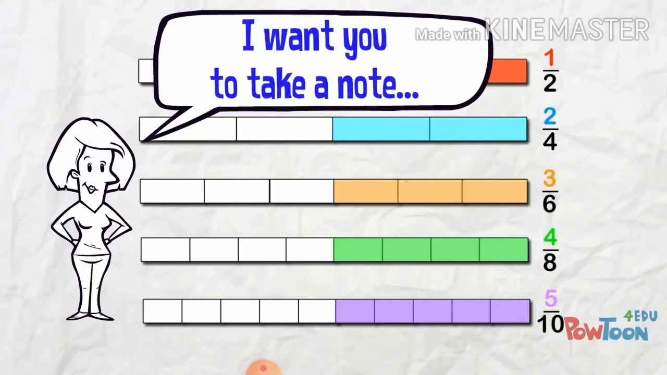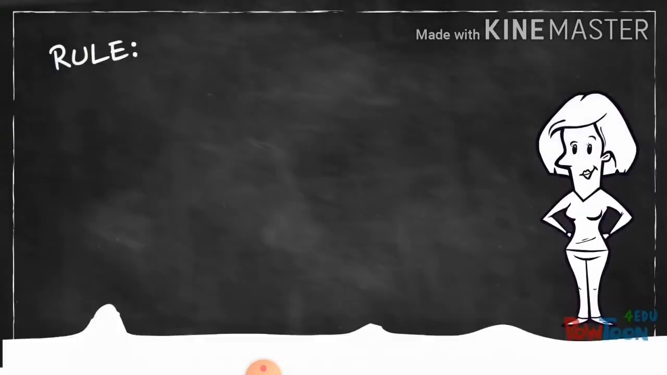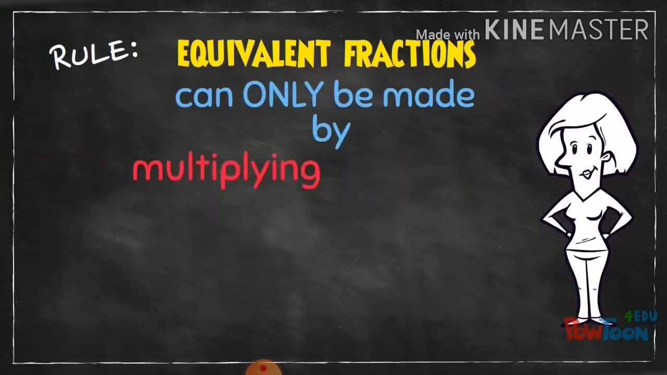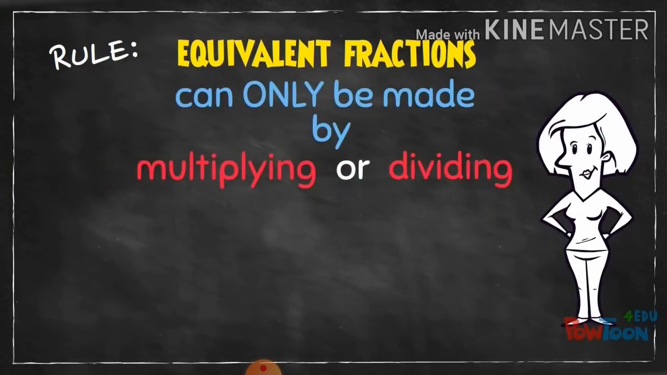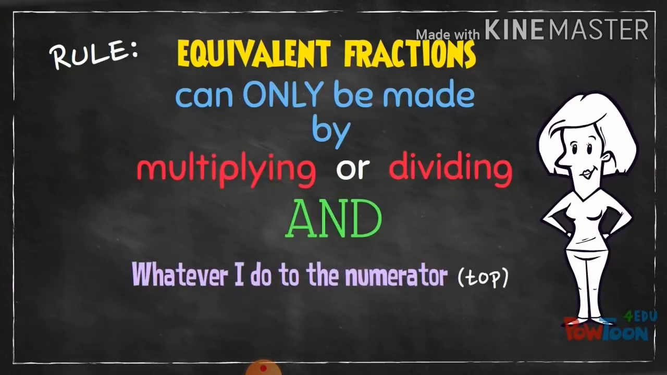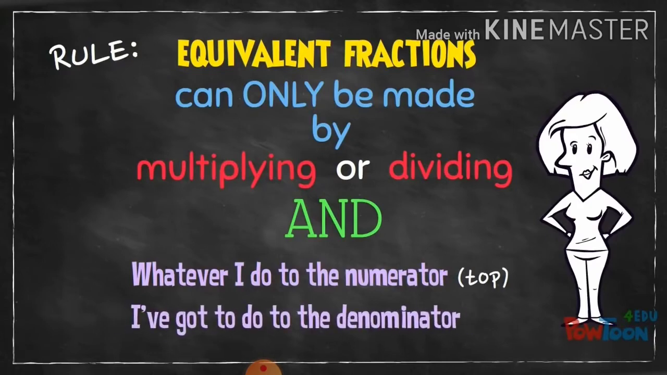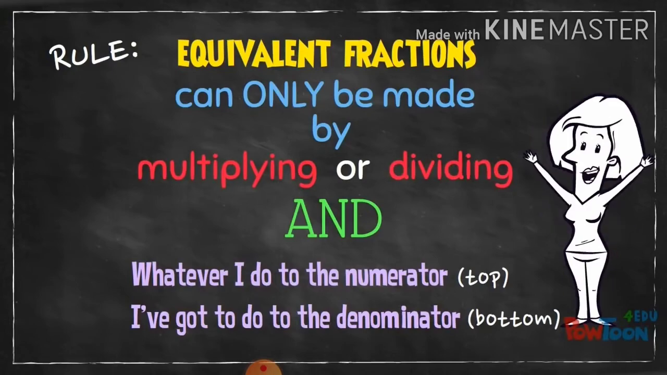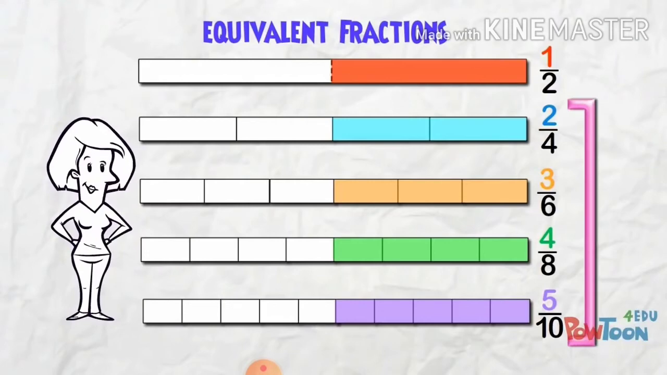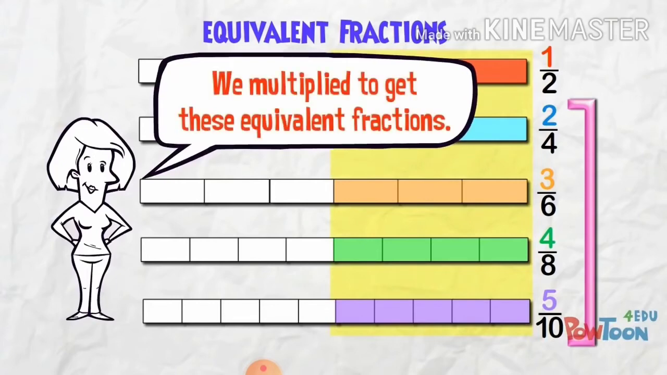I want you to take a note. The rule is equivalent fractions can only be made by multiplying or dividing. And whatever I do to the numerator, the top number, I've got to do to the denominator, the bottom number. Now let's go back. These equivalent fractions of 1/2 have bigger numbers, but we can see they all have the same size value. So we multiplied to get these equivalent fractions.